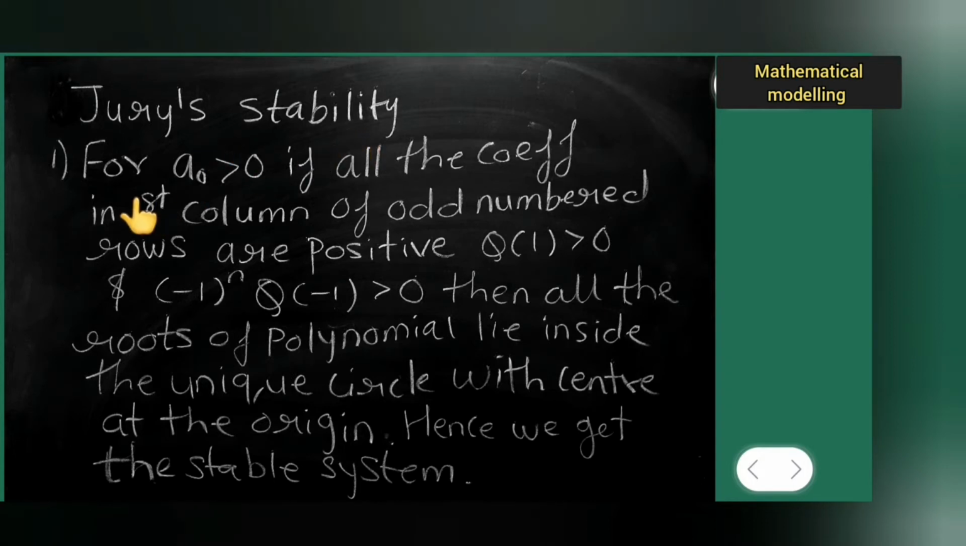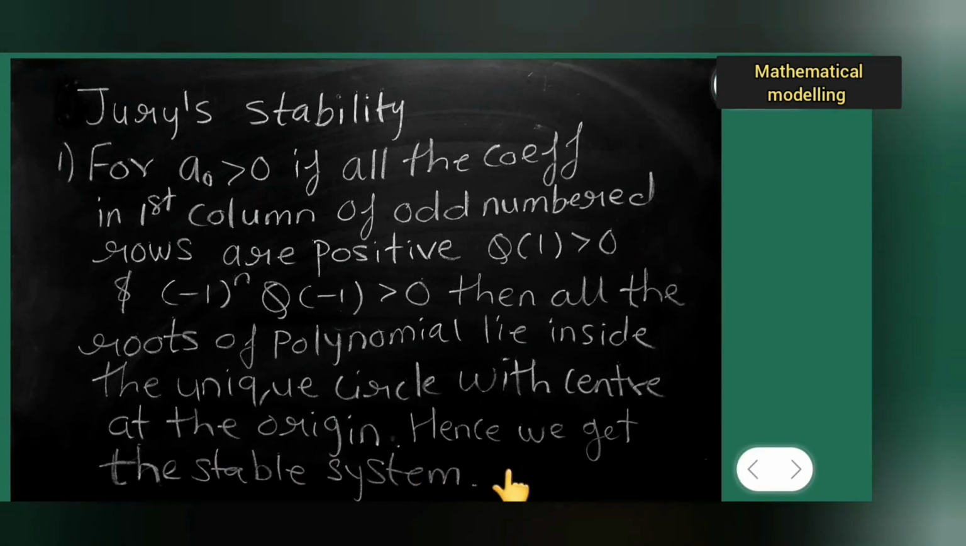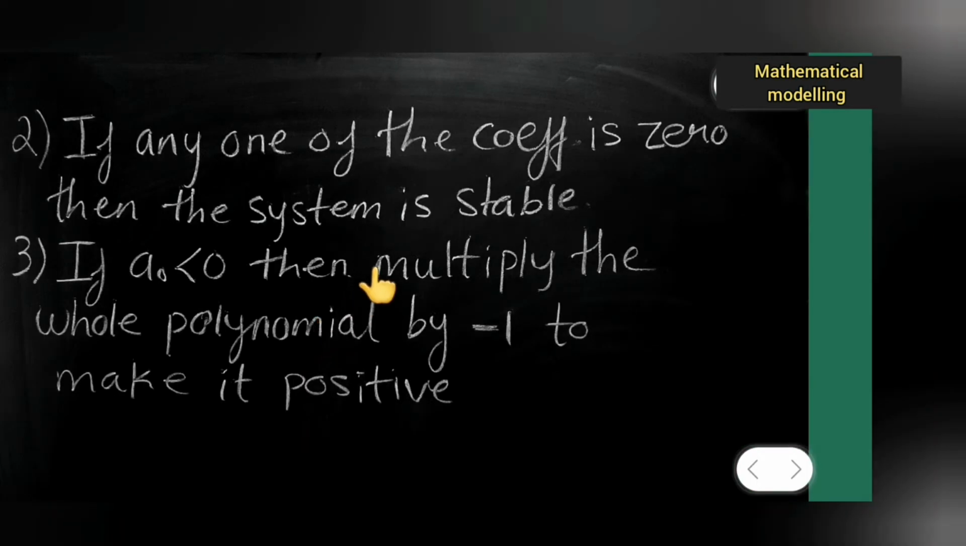Now for a naught greater than 0, if all the coefficients in the first column of odd numbered rows are positive, that is q of 1 is greater than 0 and minus 1 raised to power of n, q of minus 1 is greater than 0, then all the roots of the polynomial lie inside the unit circle with center at the origin. Hence we get a stable system. Okay, so this is the first part. I hope you all can see this.